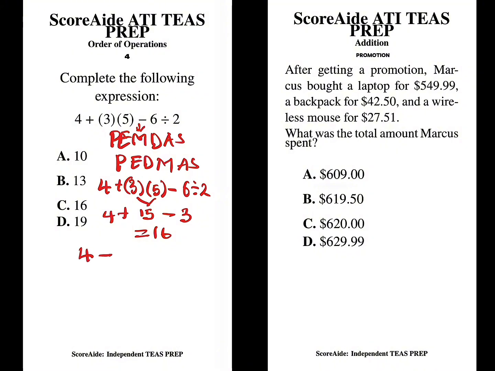So we have 4 plus 3, 5. So let's divide first. You divide this one, you have 3. And then later you multiply, you have 15. You see? So the answer is still 16.